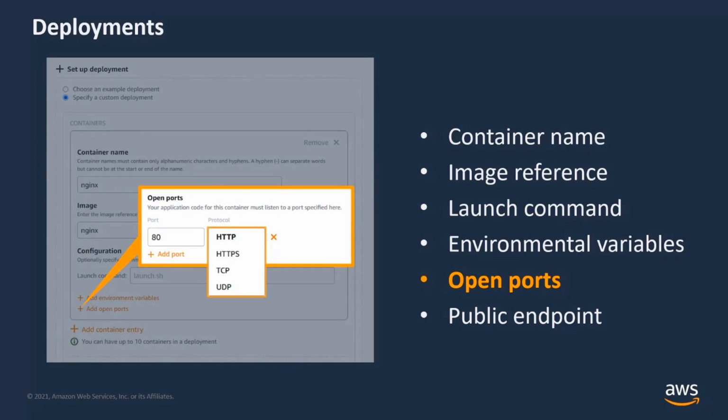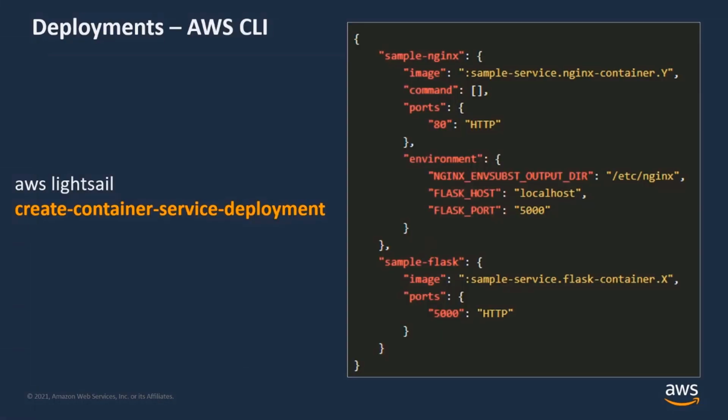These ports are then exposed by Lightsail Container Service and are reachable by other Lightsail container services. These parameters like name, image, command, variables, and ports can all be specified when you create a container service deployment using the Lightsail console, and you can also do the same thing using the AWS command line interface.